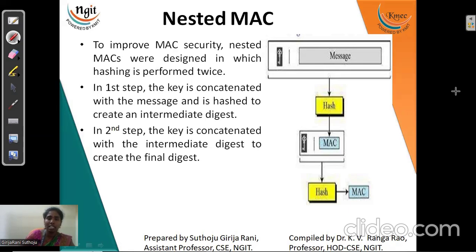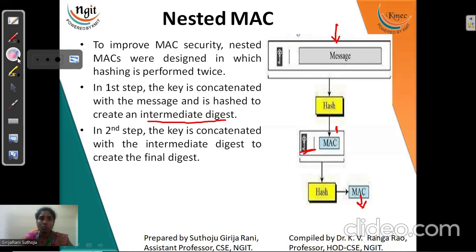So here we have the plain text directly with one key, so we are providing key plus message to the hash function, so that we'll be generated with one MAC. Okay, so this is the intermediate message digest. Now this intermediate message digest will be given as the input to the next hash function with the same key. Now we'll get the final digest. So nested MAC is nothing but where the security is given more importance.